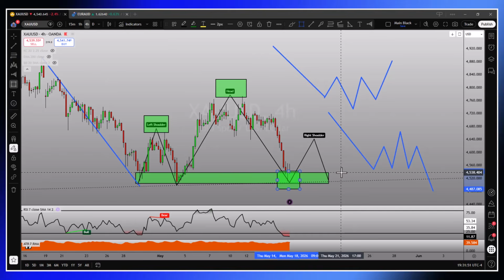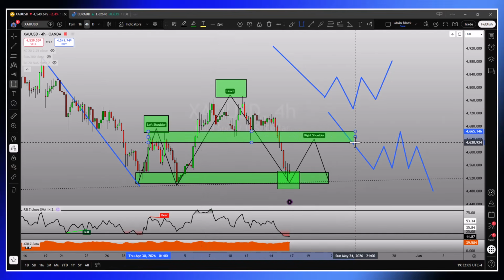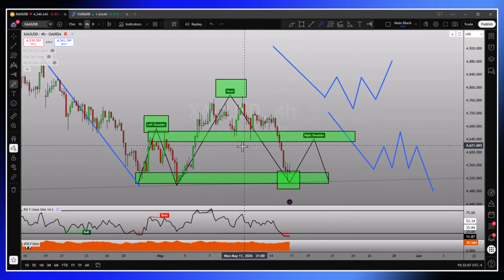We would need a right shoulder, right? We would need a right shoulder. And what did I tell you about right shoulders, right? Usually they form at a symmetrical level. So if this is our left shoulder over here, right, these highs, then our right shoulder should probably come somewhere in here. This would make sense as we have previous structure in the middle as well.